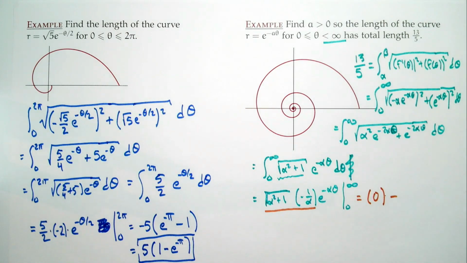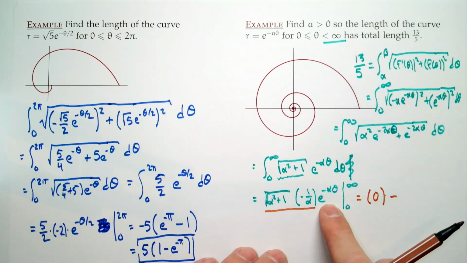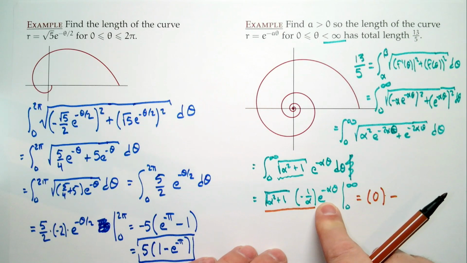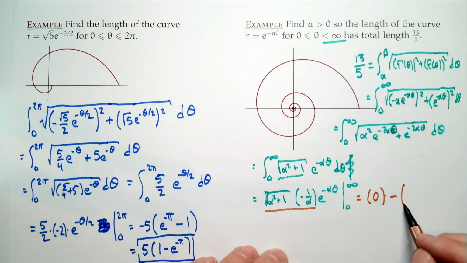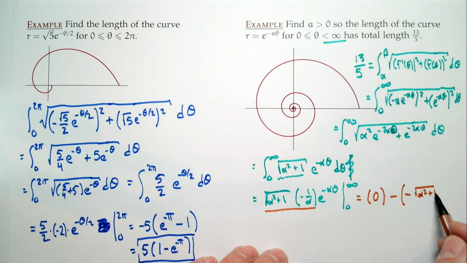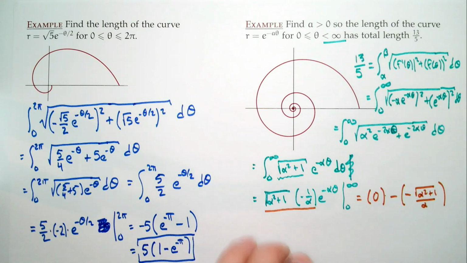Subtract. Now we've got to plug 0 in. Well, what happens when I plug 0 into e to the minus alpha theta? You get 1. So we're going to subtract this constant, which is minus the square root of alpha squared plus 1 over alpha. Well, minus, minus, that makes a plus. And now, after all that work, we come to the conclusion that the square root of alpha squared plus 1 over alpha has to equal, and we work our way back up here, 13 over 5.